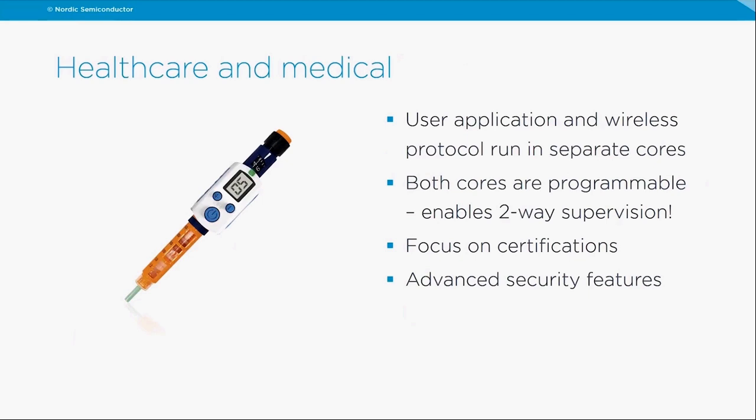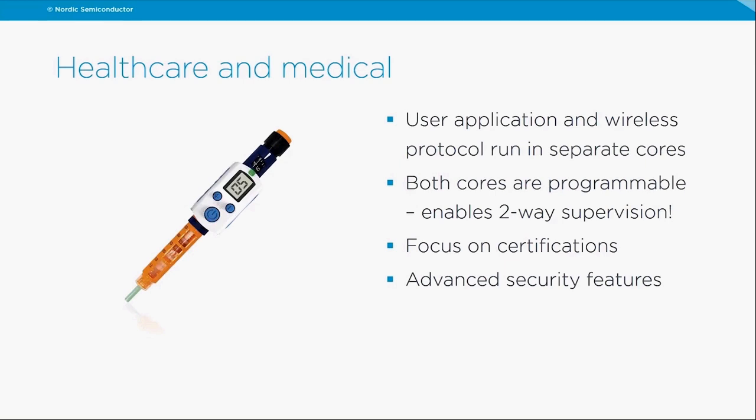Healthcare and medical. Here you can also have real-time requirements. So it's nice that the user application runs in the application processor and the wireless protocol is maintained in the network processor. Both cores are programmable, as I said, and this enables you to do two-way supervision. This means that the cores can monitor each other, and if something goes wrong, it can take the appropriate action, for example, resetting the device.